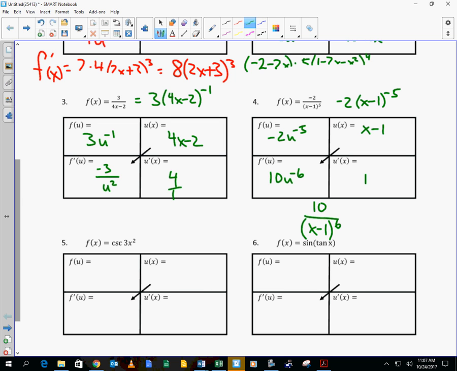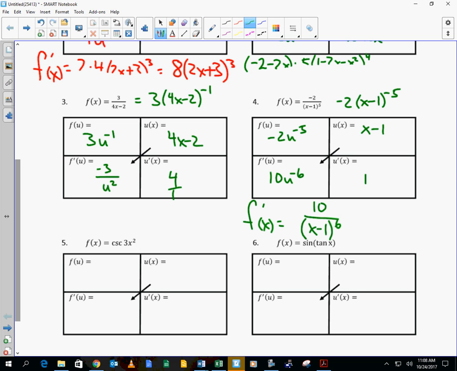Ten over (x minus 1) to the 6th. Now, let's pause here. If you would have used the quotient rule, you would not have gotten (x minus 1) to the 6th in the denominator. You would have gotten (x minus 1) to the 10th, right? And you would have had some other stuff up top that you would have had to then simplify. You see what I'm saying? So again, the chain rule can be very advantageous because you may even reduce steps in the process.